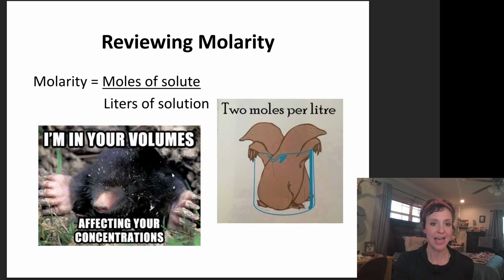Some more jokes. I'm in your volumes, affecting your concentrations. That cute little mole. And then here we have a 2 moles per liter solution.